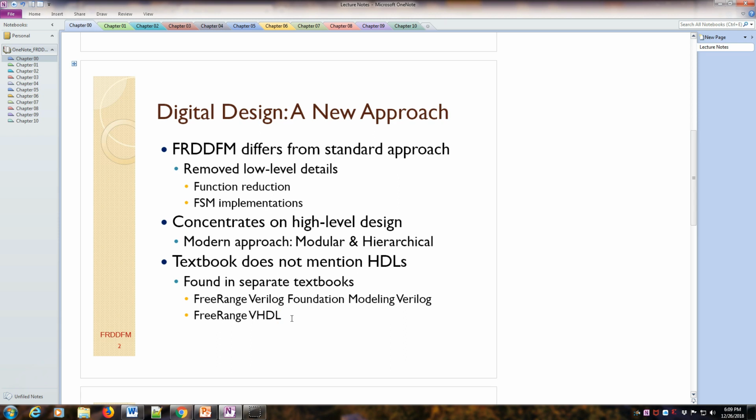So these books are unique in that they don't try to teach you everything at once. They try to teach you enough to get you designing circuits really quickly, and then you add in the details later.